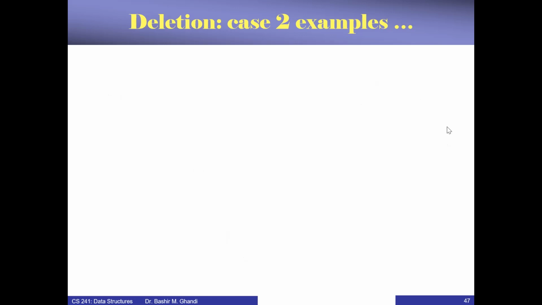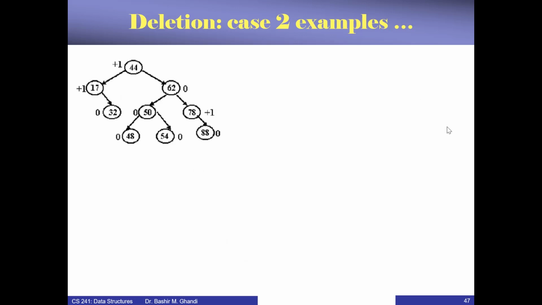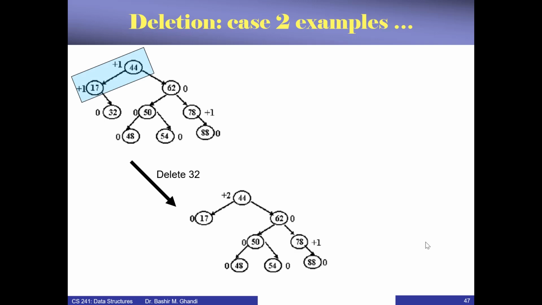Okay, let's take another example. Consider this AVL tree. Suppose we want to delete 32. So 32 is here. Deleting it, we have to check all its ancestors, 17 and then 40, to check if they are unbalanced, in which case we have to balance. Deleting 32 will give us this tree. Obviously 17 is now a leaf node, so its balance factor is 0. So nothing to do for 17. But 44 has a problem. It is now +2.